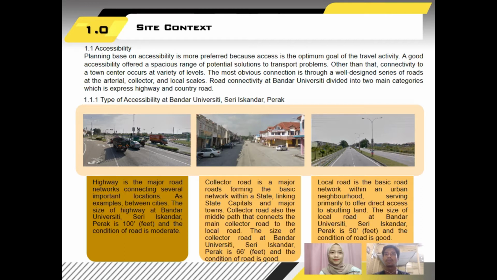Collector road is also the middle between the main collector road and the local road. The size of the local collector road at Bandar Perak is 99 feet and the condition is good. Lastly, local road. Local road is the basic road network within the urban neighborhood, serving primarily to offer direct access to abutting land. The size of local road at Bandar Perak is 50 feet and the condition is bad.